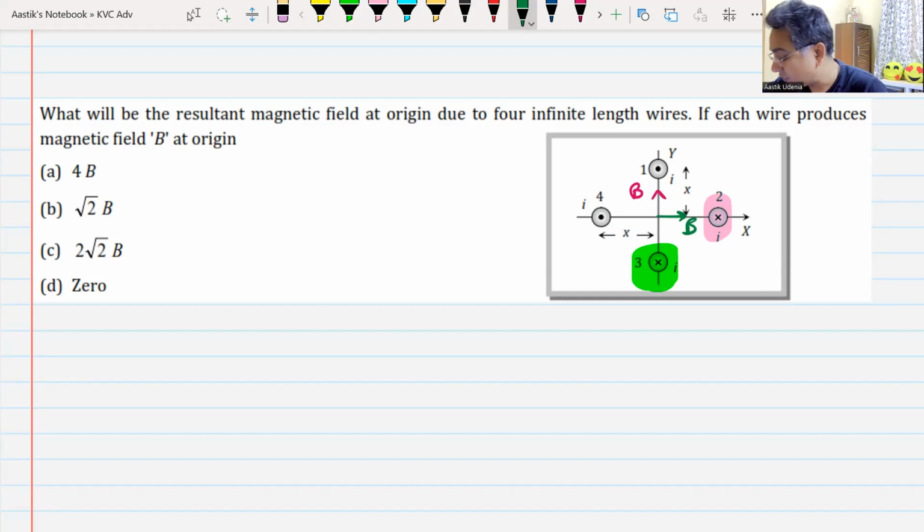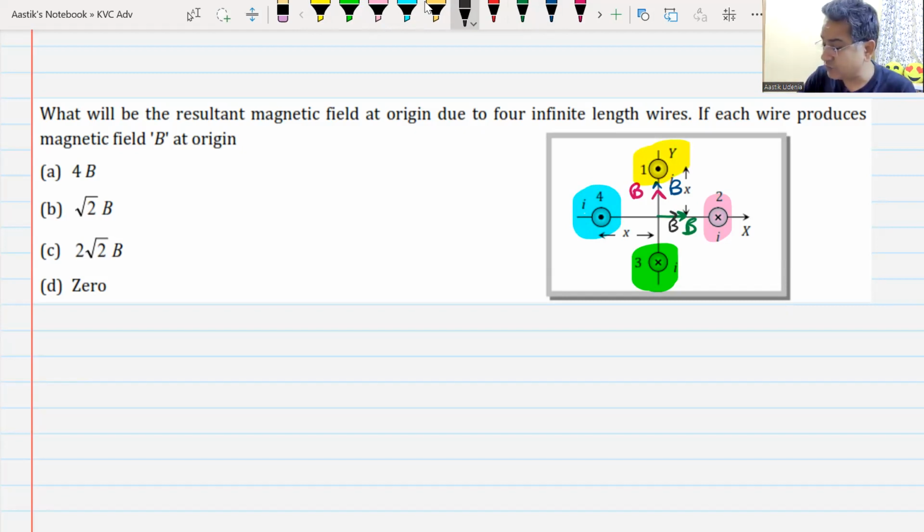Now, we look at the blue wire. In which direction is the blue wire going to create field? Positive y direction. So it will be B and B will get added up. And the last wire, the yellow wire, in which direction is it going to create field? Positive x direction. So this is 2B and 2B, and the vector addition of 2B and 2B will land you at 2 root 2 B. Do we understand this? Yes, sir.